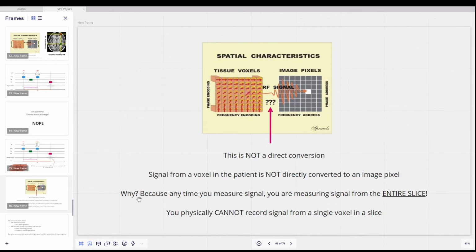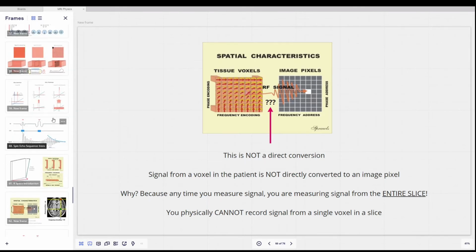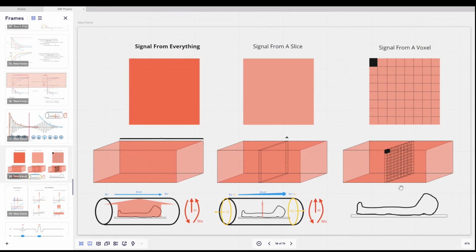And why is that? Because anytime that you measure signal coming out of the patient, you're measuring signal from the entire slice that you've excited. And I think this is the most difficult, or the least intuitive thing about this whole process. But the point is that you physically cannot record signal from a single voxel in the slice. When we have our patient in the scanner here, you can't say, oh, I only want to apply my RF pulse to this one little box here, and I only want to measure signal coming from that one little box.